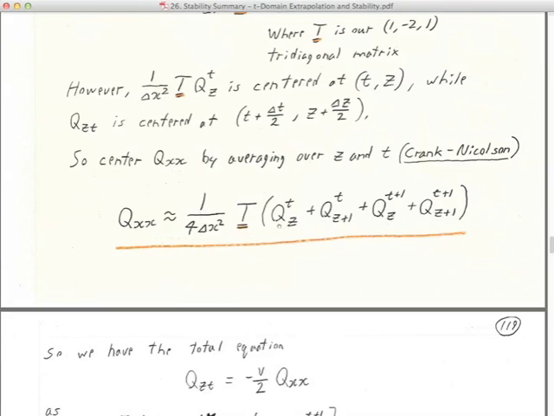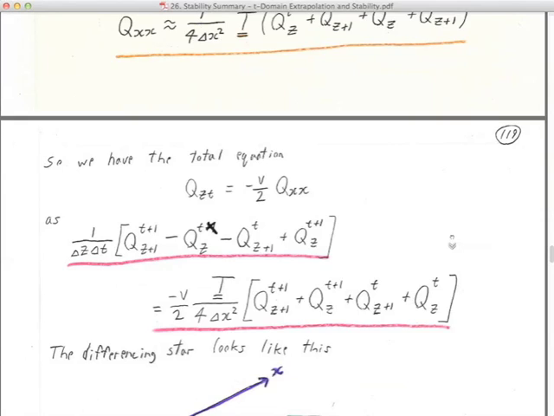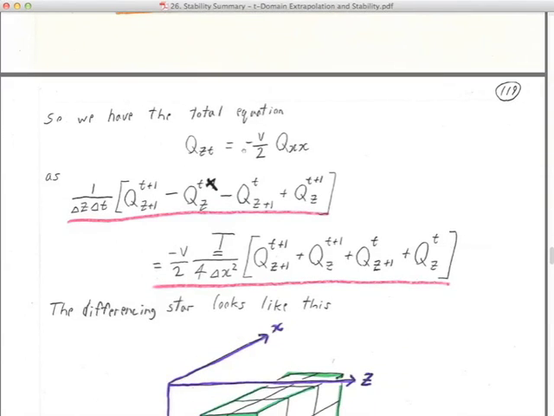So we're averaging together q at t and z, q at t and z plus 1, q at t plus 1 and z, and q at t plus 1 and z plus 1. So here's our total finite difference equation. This is still in terms of derivatives: Q sub ZT is equal to minus V over 2 Q sub XX.